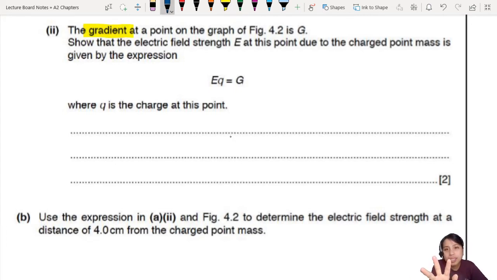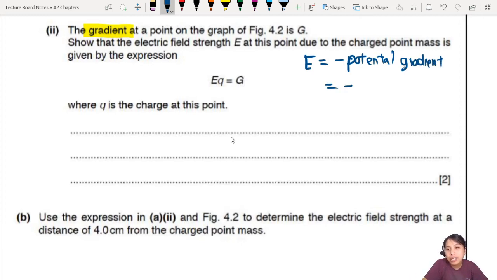When you see gradients in the electric field question, the first thing you should think about is, I've seen that electric field is the negative potential gradient. So negative potential gradient, also known as the equation negative dV/dr. dV/dr is potential gradient.